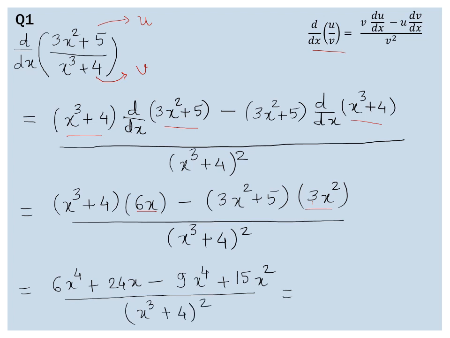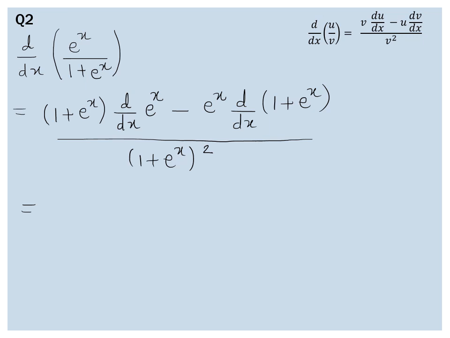Simplifying this, we get the resultant as minus 3x to the power 4, that is obtained from this 6 and minus 9, plus 15x square as it is, and plus 24x as it is, and this whole divided by x cube plus 4 whole square. So this is the required result.